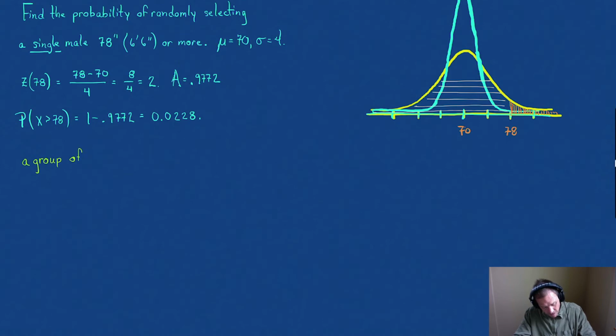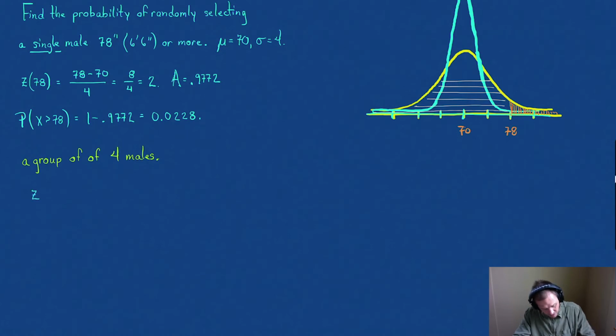How about a group of 4 males? A group of 4 males. Okay, so randomly selecting 4 males. Well, I already have that drawn. It's this curve, this blue curve. But remember, let's first calculate for a group of 4 males.